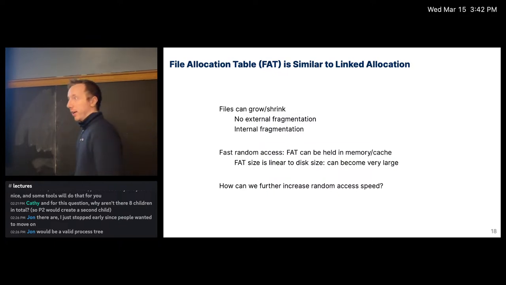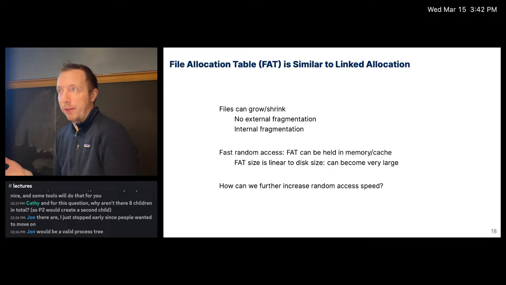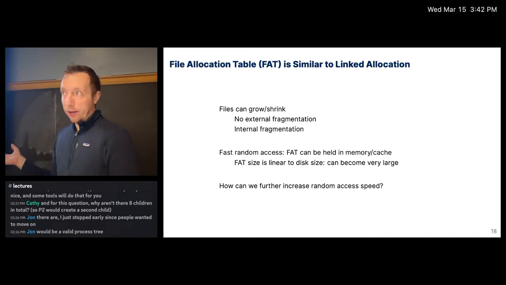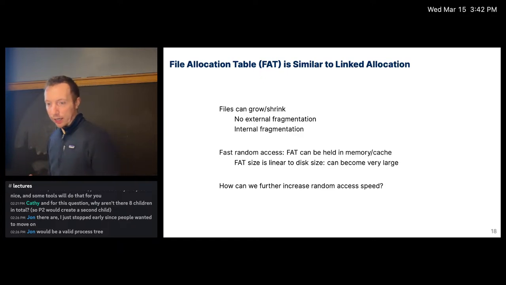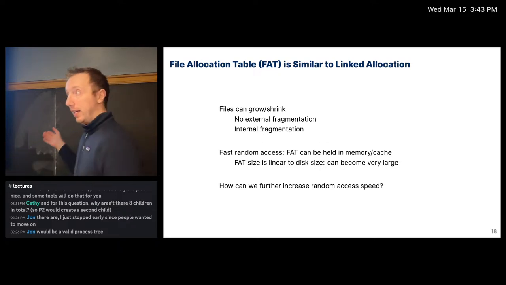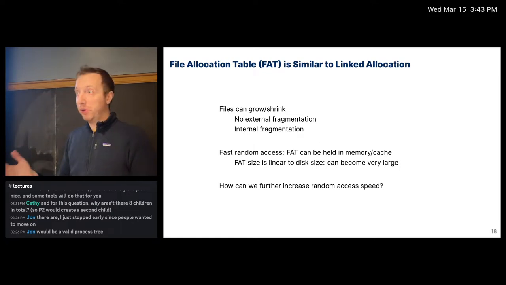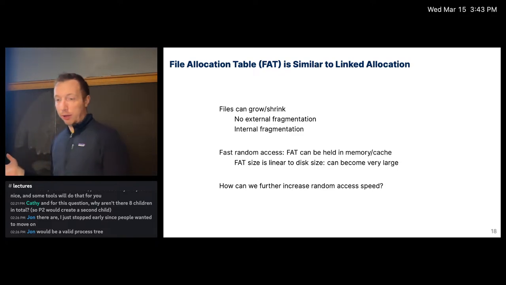So essentially, it's linked allocation, but we put all the pointers together so it's not as wasteful. We can use the whole block, and everything is nice and closer together. So it's got faster random access. If the file allocation table can be held in memory or cached, well, computers are really good at accessing values that are close together. So hopefully it's really, really fast.